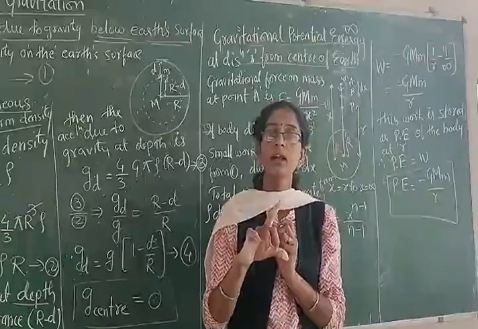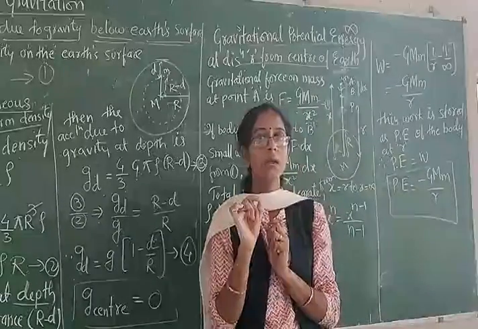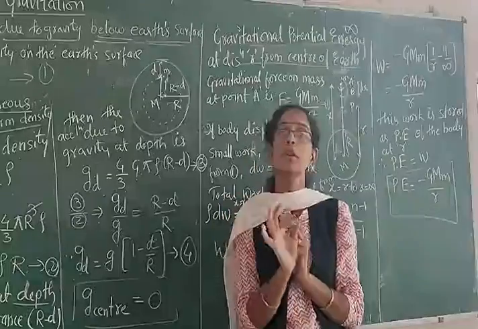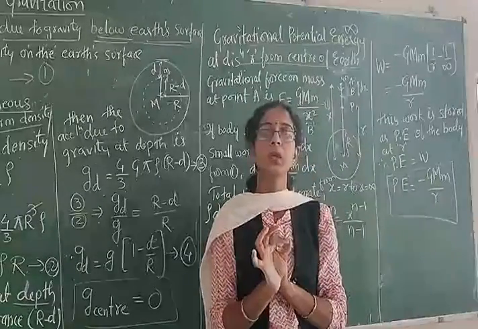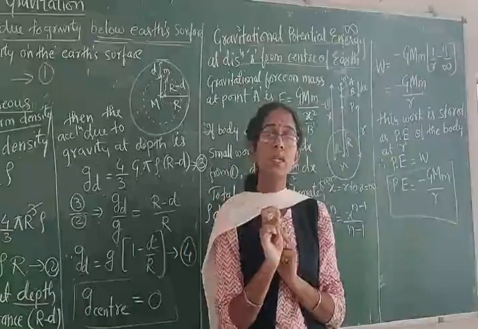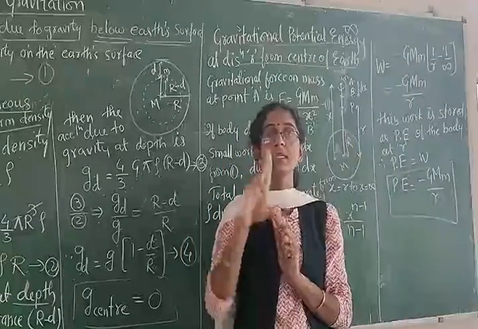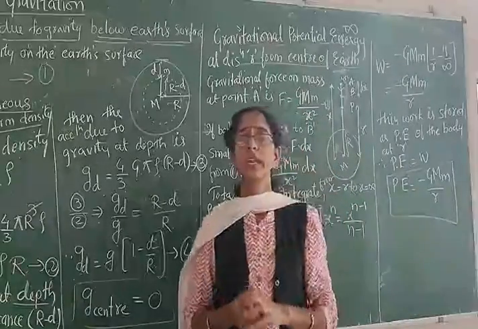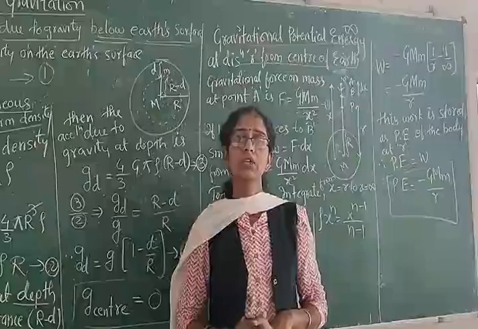So at the pole the value is equivalent to 9.83 meter per second square, whereas at the equator the value for acceleration due to gravity is found to be equivalent to 9.78 meter per second square. So it is basically due to the difference in the distances between poles and equators. Okay, so we'll move on to the next content, that is gravitational potential energy.